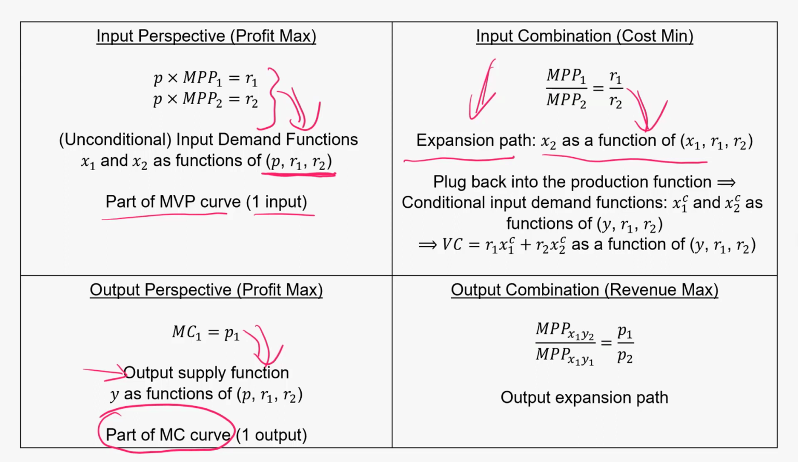And if you plug this expansion path back into the production function, then you can get the conditional input demand function. And from the conditional input demand function, you can derive the VC. You actually need this VC to solve the profit maximization problem from the output perspective. And analogous to the two input case, when we have two outputs, we can also derive an expansion path. However, this time we're deriving the output expansion path.